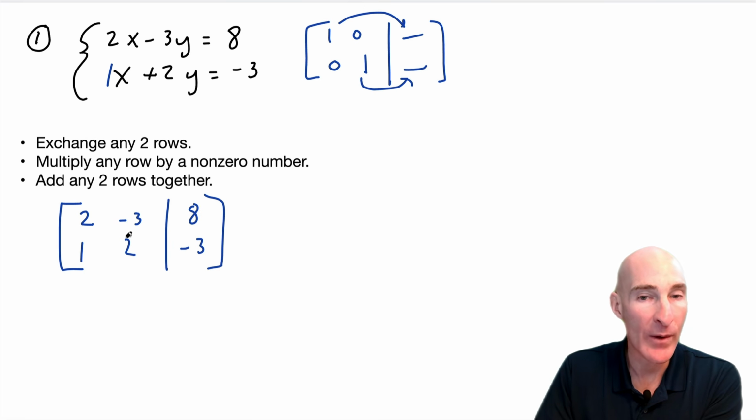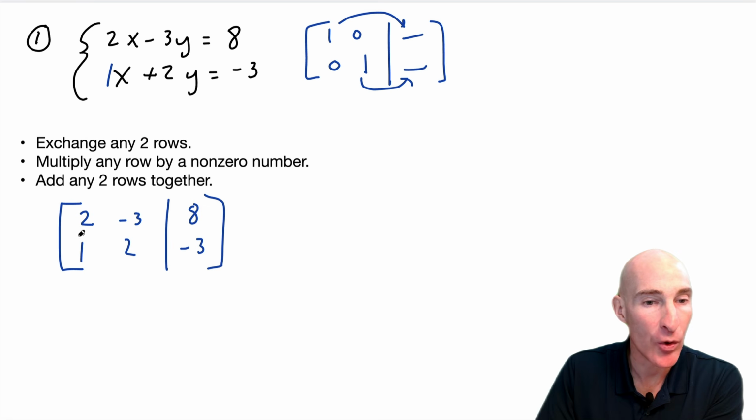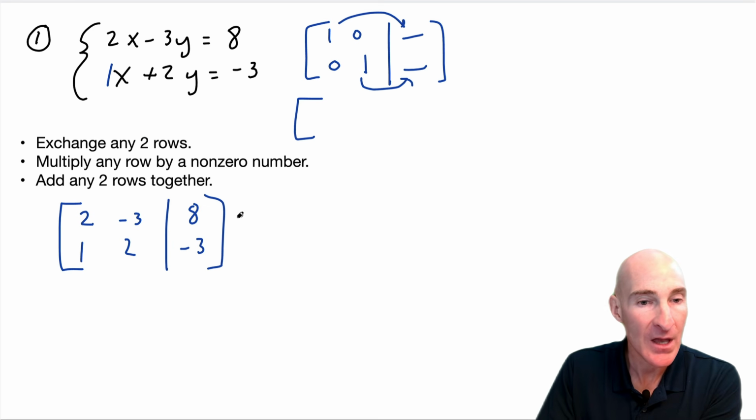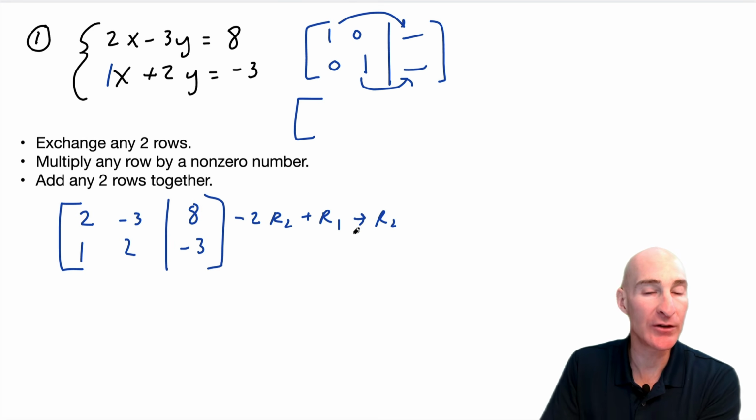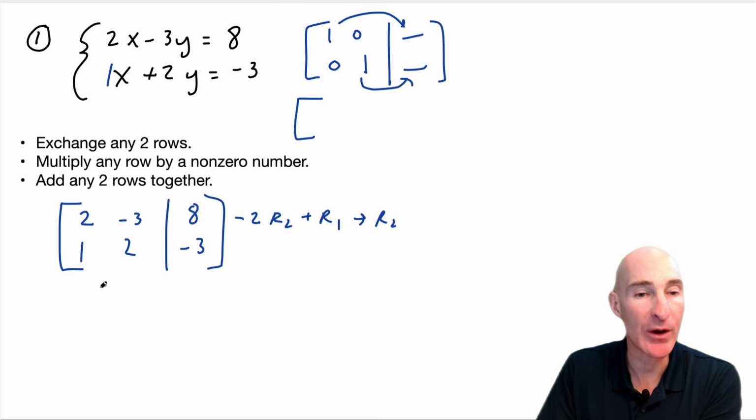What I recommend doing is starting in this lower left-hand corner. I usually try to do it in this fashion. I try to get a 0 in the lower left-hand corner first. In order to do that, I'm going to make a little note to myself. I'm going to say -2 times row 2, that's this row right here, plus row 1, and I'm going to put the answer in row 2. I just make a little note in case I want to go back and check my work later.